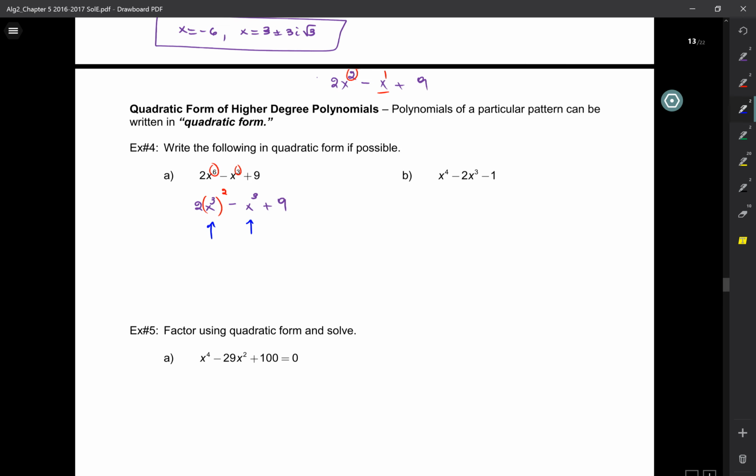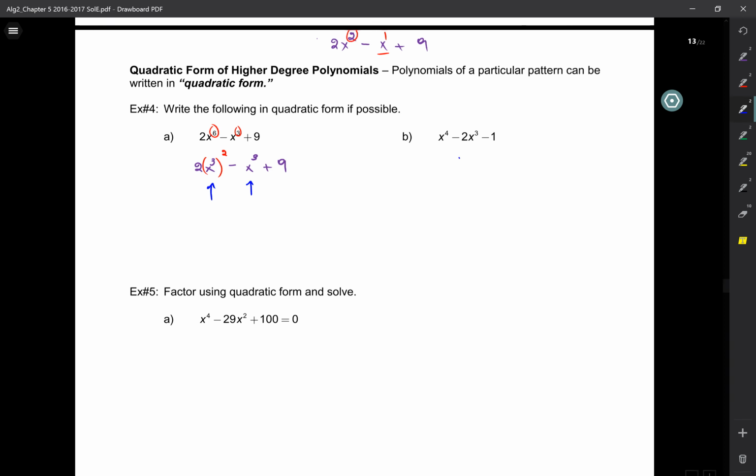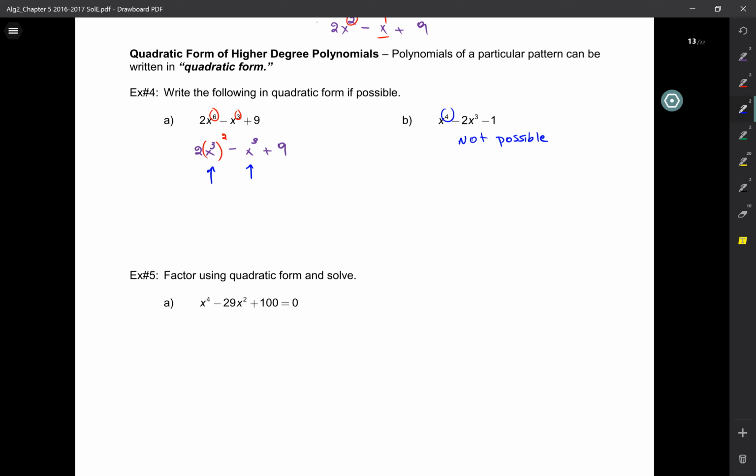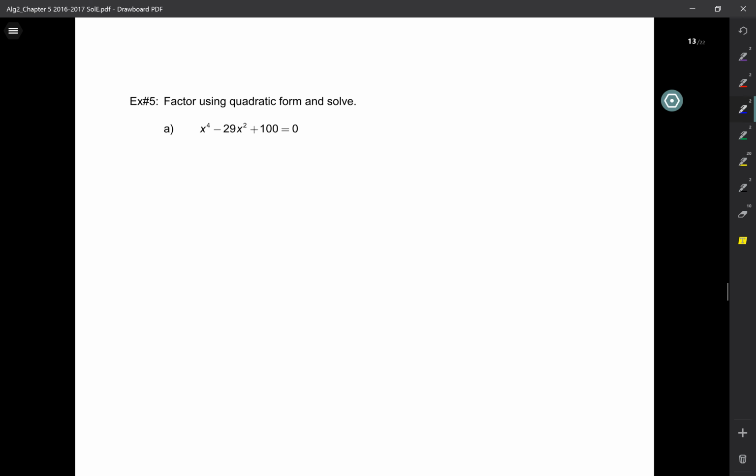Now, can we do the same for the next one, for part B? No. Okay, so for this one, it's not possible because the 4 is not twice the 3. Okay? All right, so this one, we're going to factor it using quadratic form.